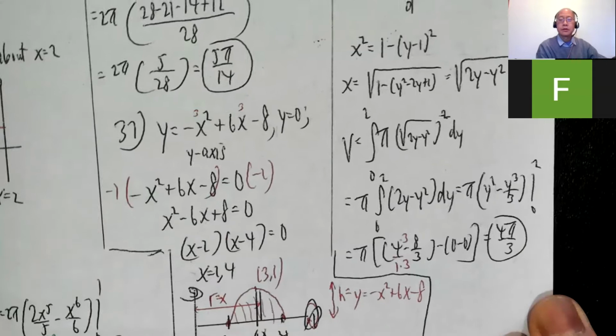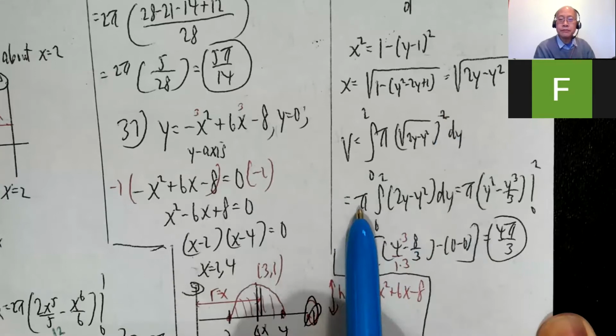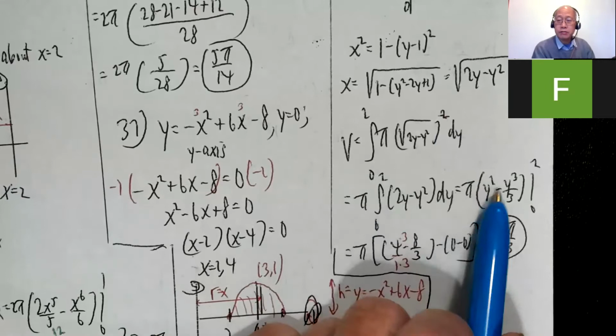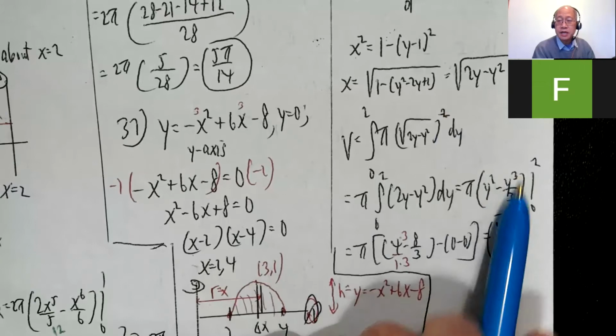So I'm almost home free. I'm integrating 2y minus y squared. Take out the pi. Remember, square root squared. So I just do that. Pi times the integral of 2y is y squared. If you're using the formula, it's 2y squared over 2, and then the 2's cancel out. y squared minus y cubed over 3 from 0 to 2. Plug in 0, you get 0. Plug in 2, you get 4 minus 8 over 3.